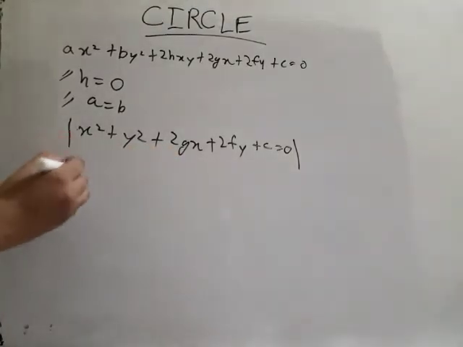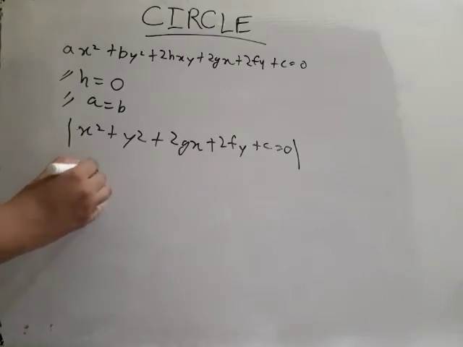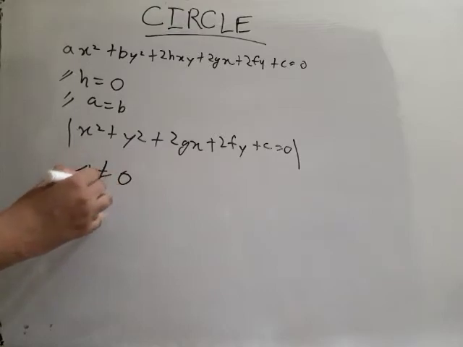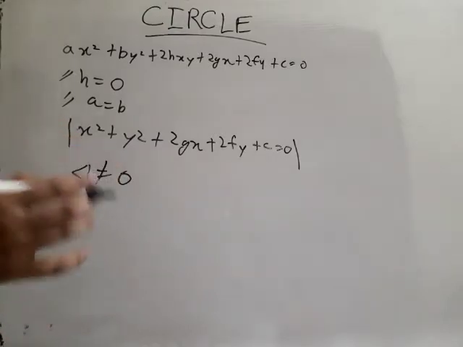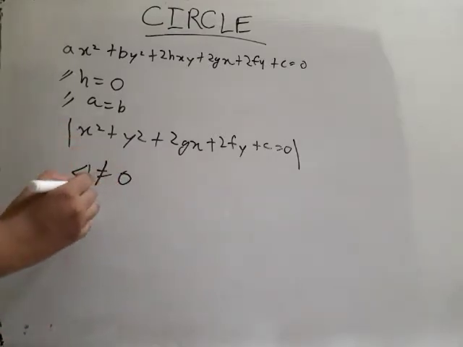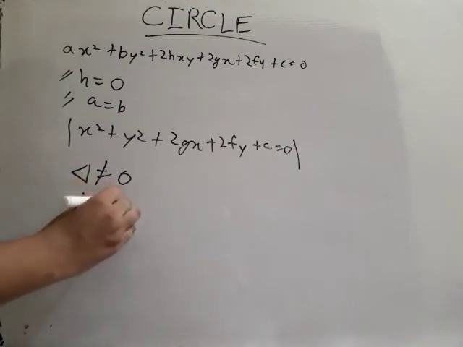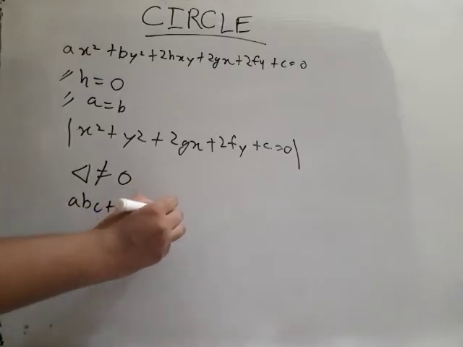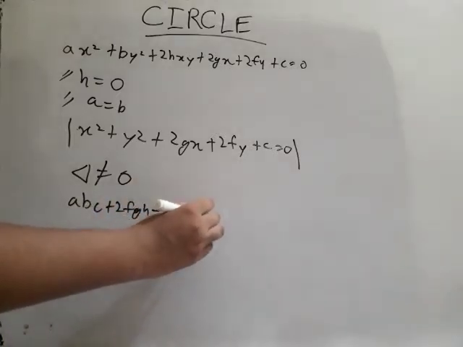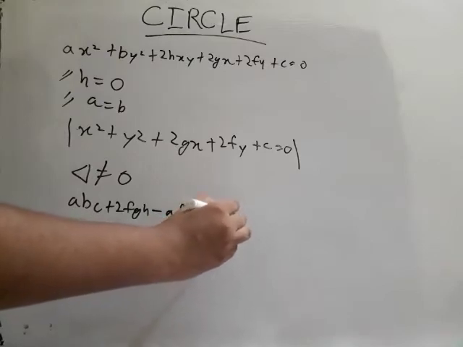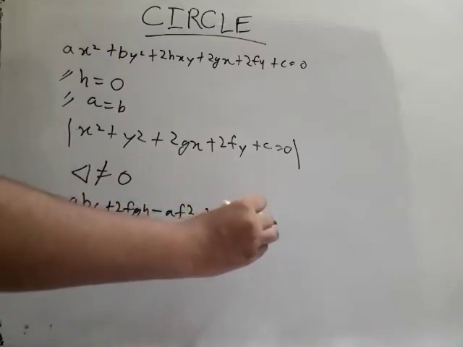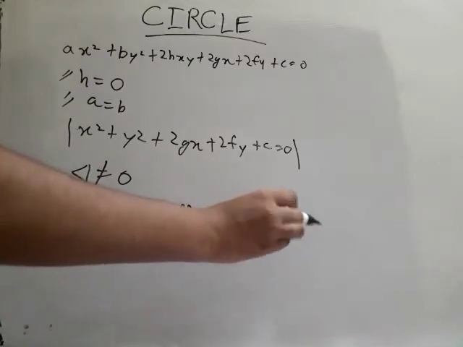Also, for any second degree equation of a circle, delta is not equal to 0. Delta equal to 0 for pair of straight lines. Delta not equal to 0 for any other curve. Means abc plus 2fgh minus af square minus bg square minus ch square not equal to 0.